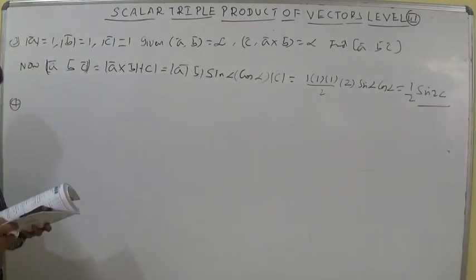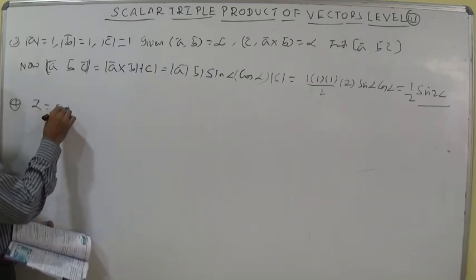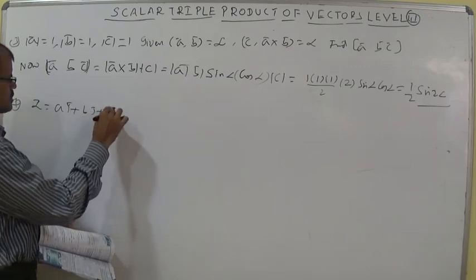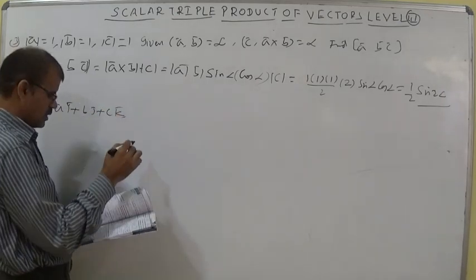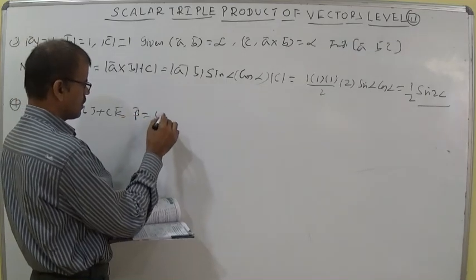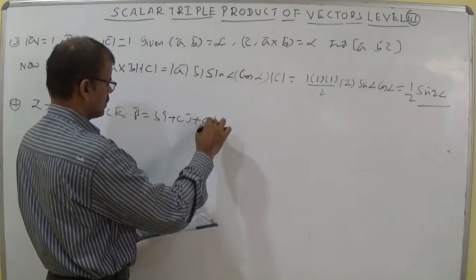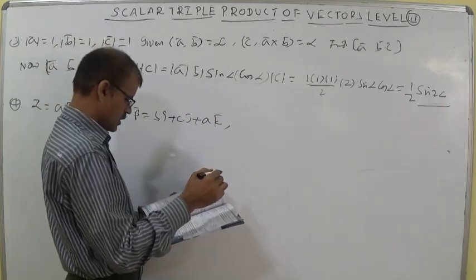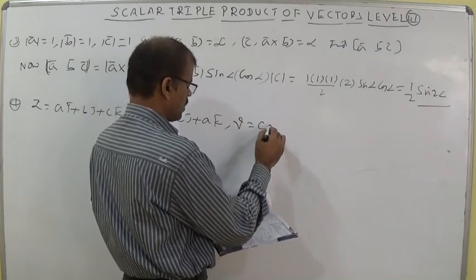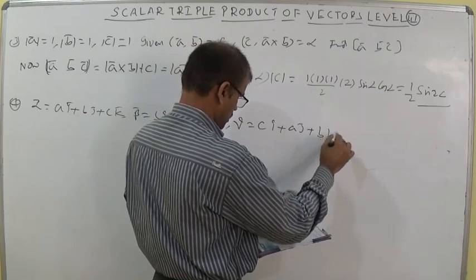Fourth one. Alpha bar is equal to A i bar plus B j bar plus C k bar. This is alpha. Next beta bar is given as B i plus C j plus A k. And gamma is also given as C i plus A j plus B k.